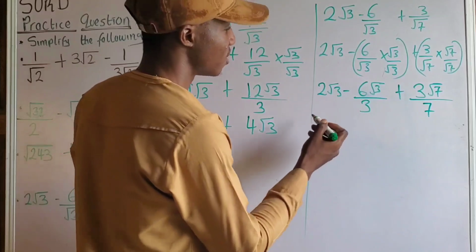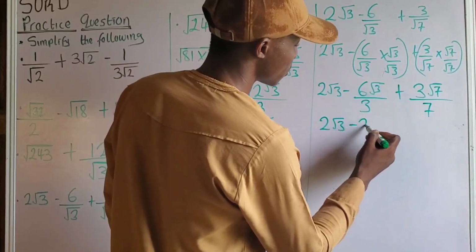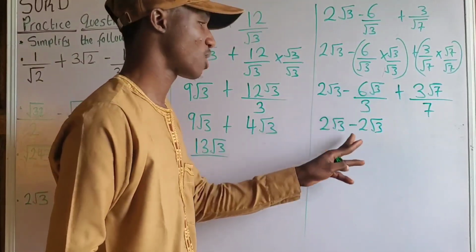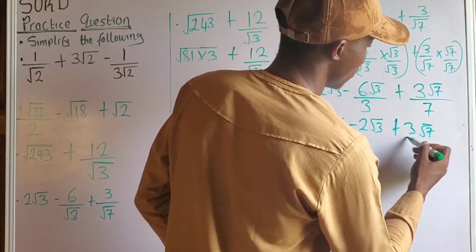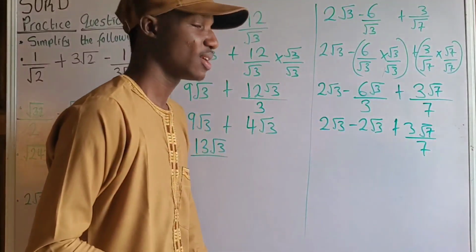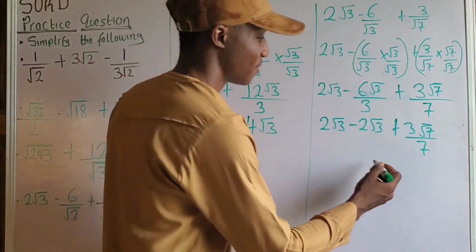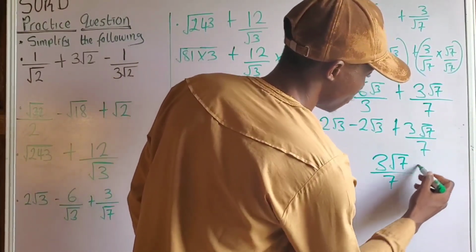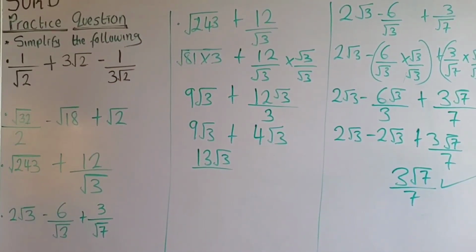Okay, let's proceed. For this, I'm going to have 2 root 3 minus 2 root 3. The reason is because 6 divided by 3 will give us 2. So I'm going to have minus 2 root 3 here plus 3 root 7 all over 7. Do you understand? Okay, 2 root 3 minus 2 root 3 is what? 0. Okay, hence the final answer is 3 root 7 all over 7. That is the solution to that question. Now, if you come across this kind of question in an exam, I'm very sure you can simplify it now.